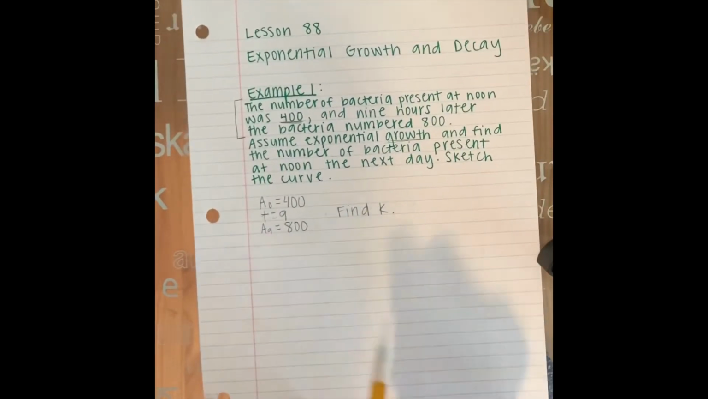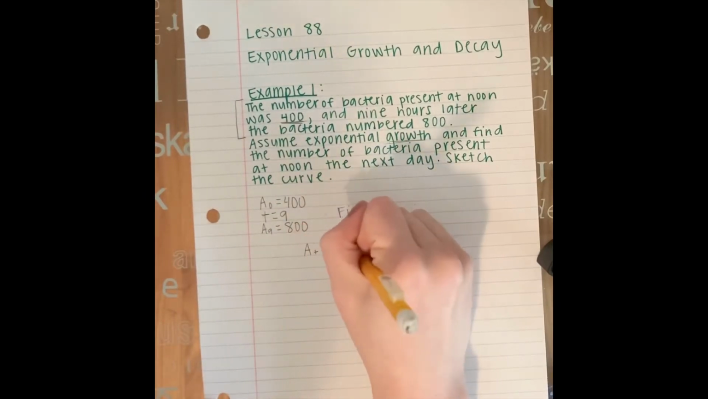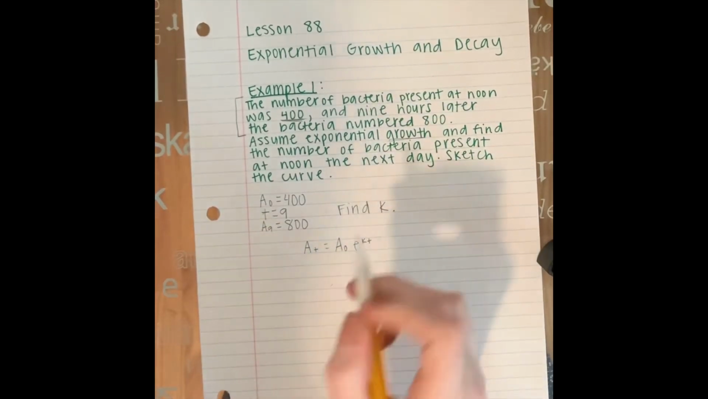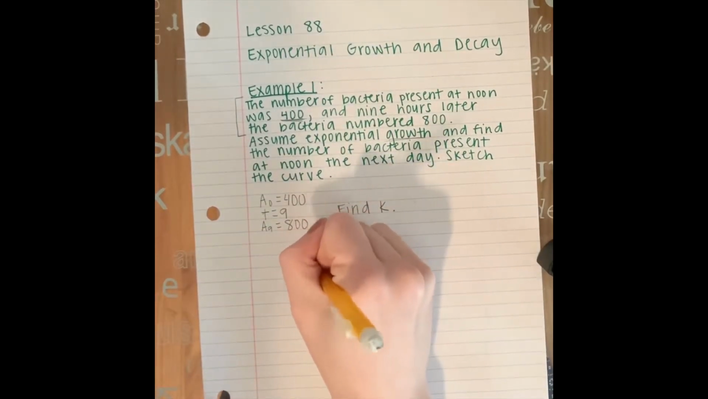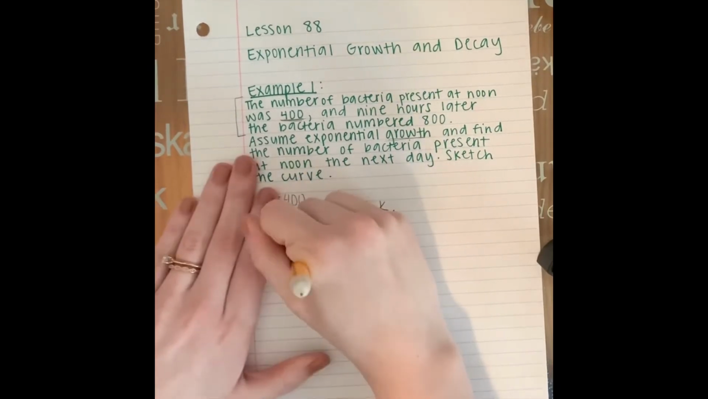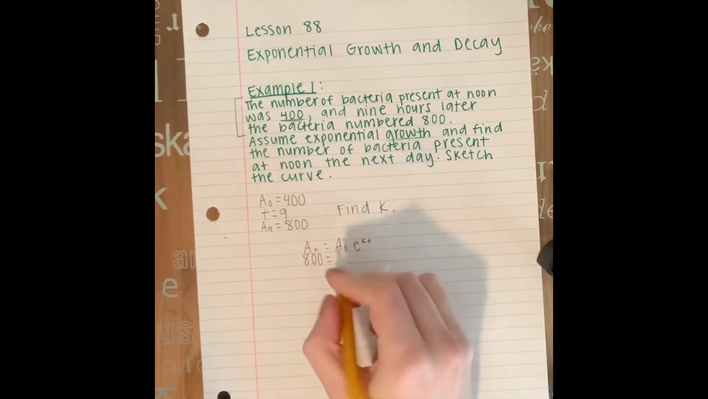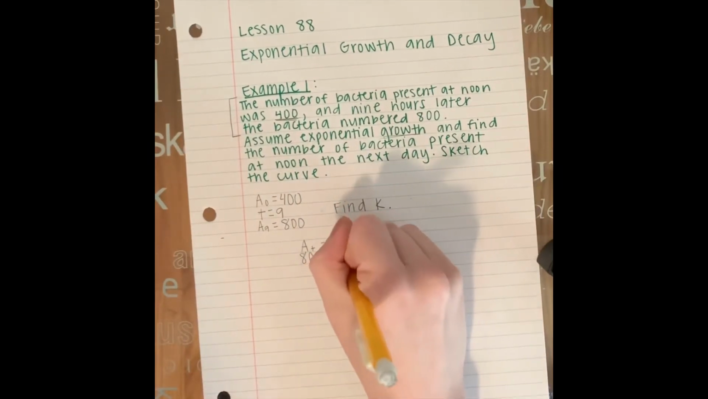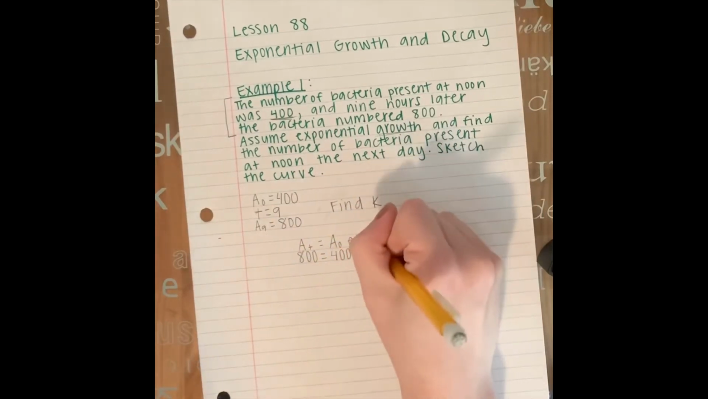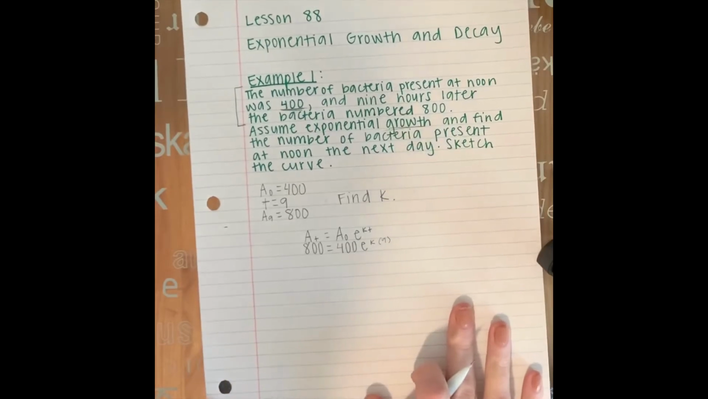So we'll use our equation. A t equals A 0 e to the k t. A t is going to be A sub 9, so that's going to be 800. A sub 0 is 400. E to the, I don't know K yet, and then t is 9. Then we can solve.